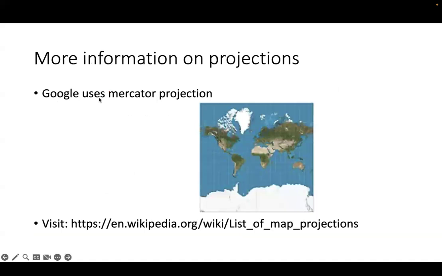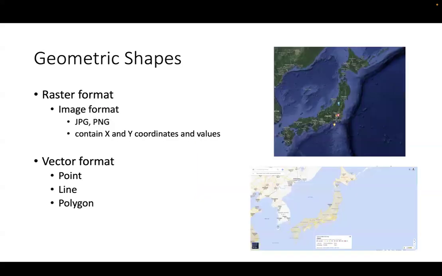So here is the information on the Web Mercator projection used in Google. If you want to see more information, please check this link where you will learn different types of map projections that the cartographic researchers have exploited to map the earth. Okay, so now we have understood how we try to map the earth.